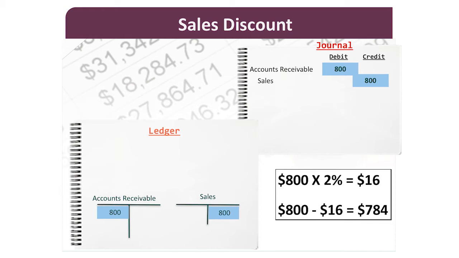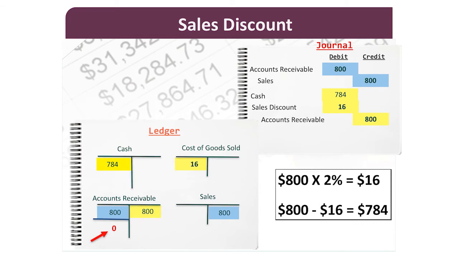Therefore, their check is for $784. $784 is debited to cash to record the amount received. However, the credit must be for the original amount owed of $800, as this is the amount that is paid off to bring the account balance to zero. The difference of $16 is debited to a contra revenue account called sales discount. The journal entry is posted to the ledger. Once the entry is posted to the ledger accounts, the accounts receivable balance is brought to zero.